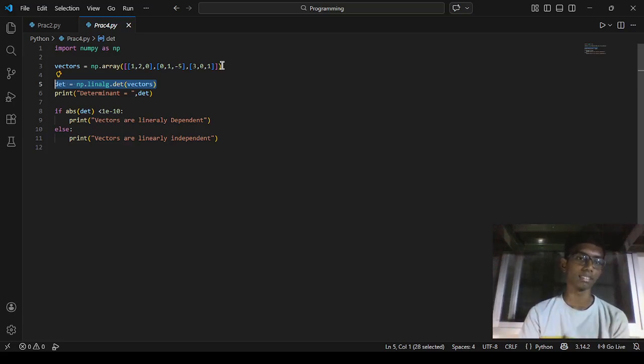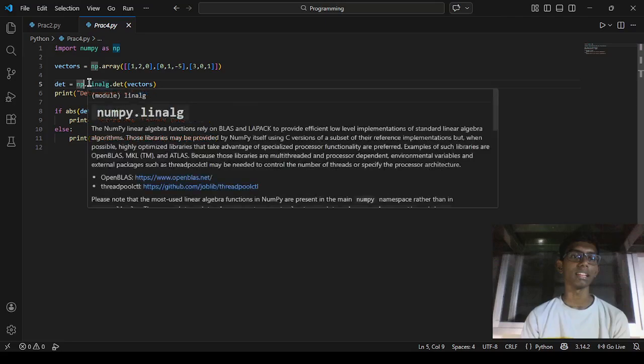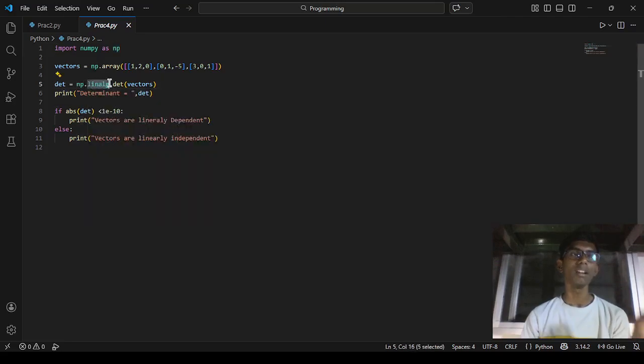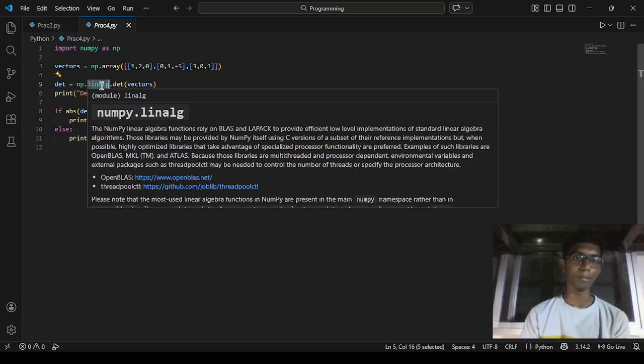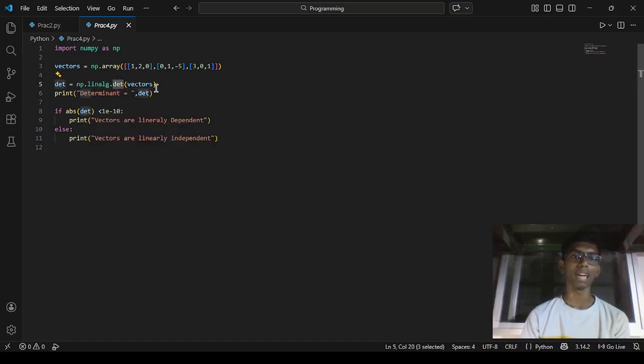For that we are going to use np.linalg.det. What it does is basically call the NumPy library, then the linear algebra part of the library, and then the determinant function to calculate the determinant of the matrix. And then we are going to print the determinant once to see what it is, to have a visual value.